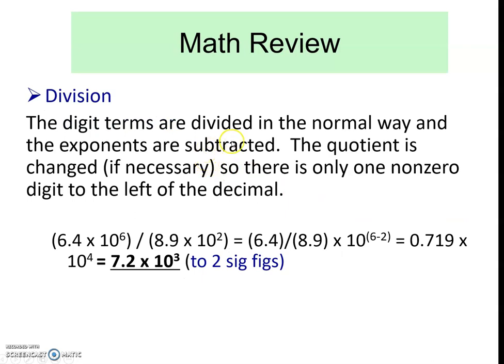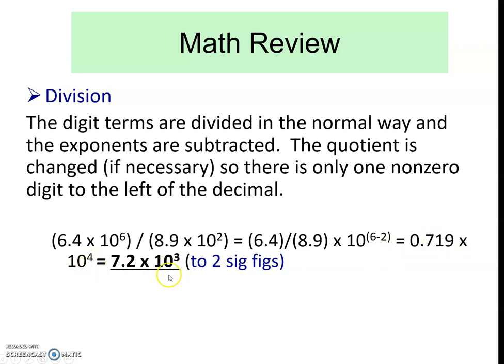Division. The digit terms are divided in the normal way and the exponents are subtracted. For example, we have 6.4 times 10 to the power of 6 divided by 8.9 times 10 to the power of 2. So it is equal to 6.4 divided by 8.9. And then for the 10, you take the exponents and subtract. 6 subtract 2. So you obtain your answer as 0.719 times 10 to the power of 4.